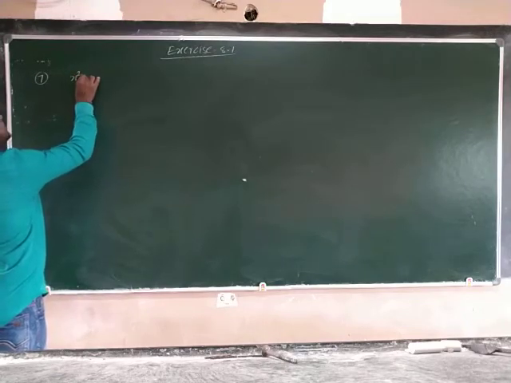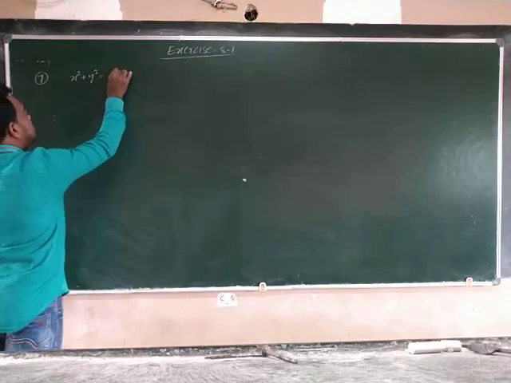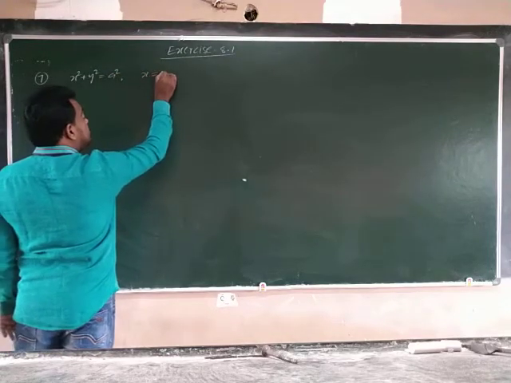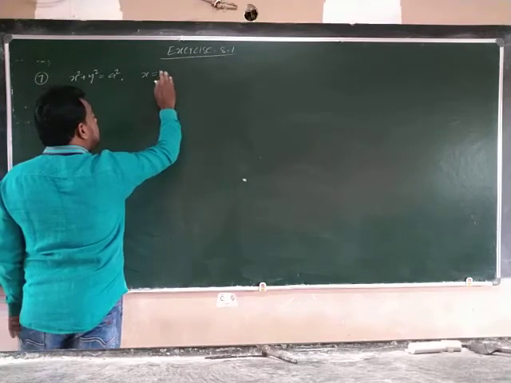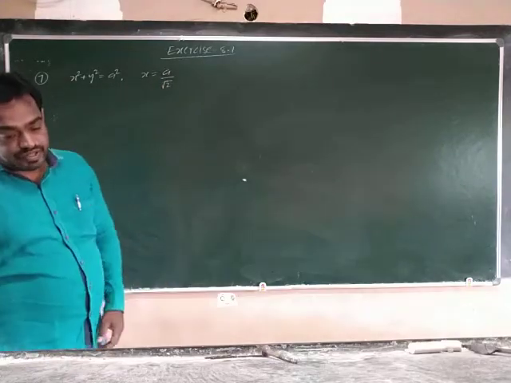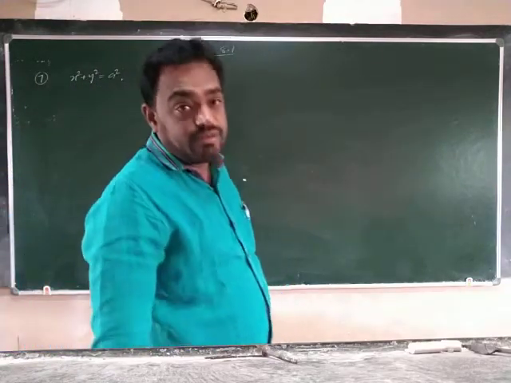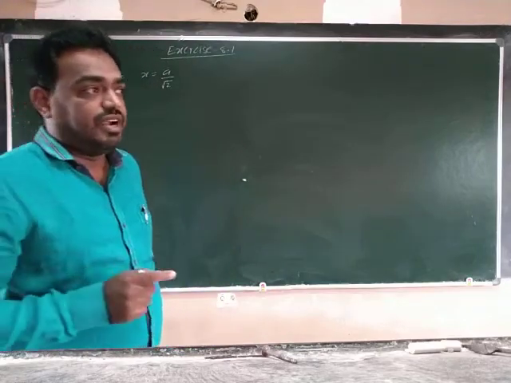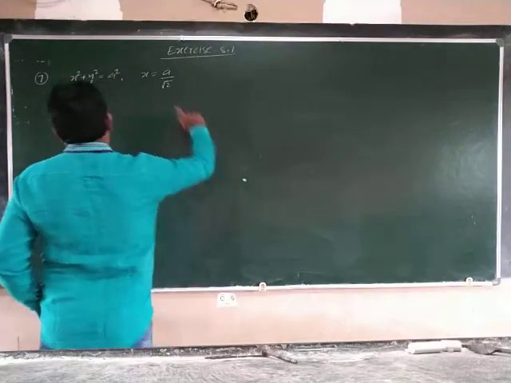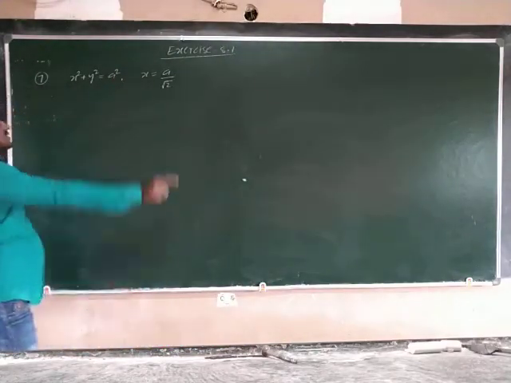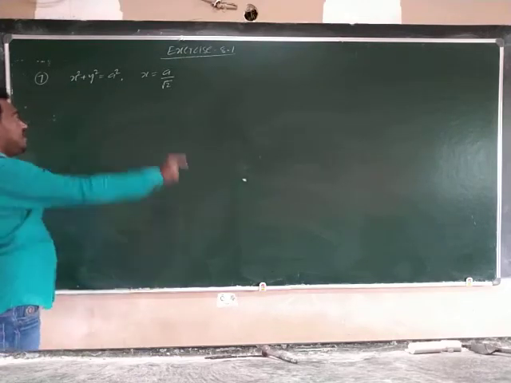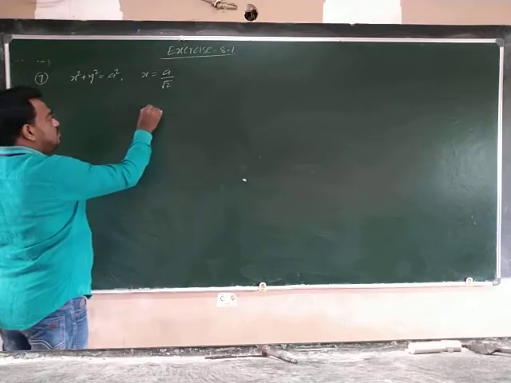The circle x square plus y square is equal to a square, cut off by the line x is equal to a by root 2. So which area are we finding here? The smaller part of the area. See, x square plus y square is equal to a square. This is the circle. The center is 0, 0, the origin. Radius is a. So you draw the circle now.